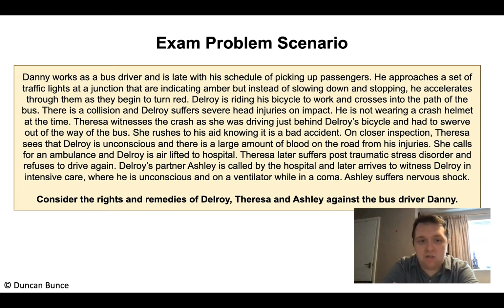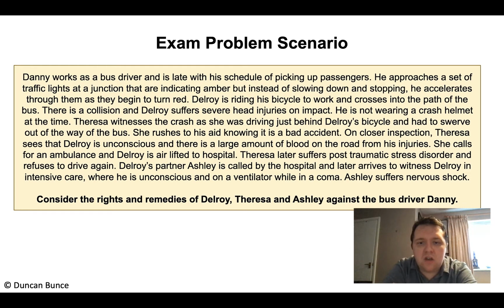Danny works as a bus driver and is late with his schedule of picking up passengers. He approaches a set of traffic lights at a junction that are indicating amber, but instead of slowing down and stopping, he accelerates through them as they begin to turn red. Delroy is riding his bicycle to work and crosses into the path of the bus. There is a collision and Delroy suffers severe head injuries on impact. He is not wearing a crash helmet at the time.